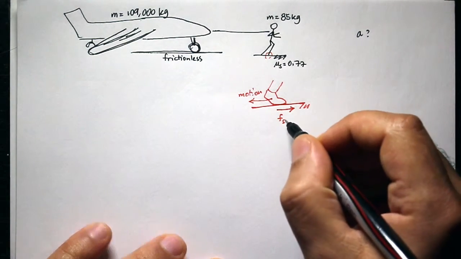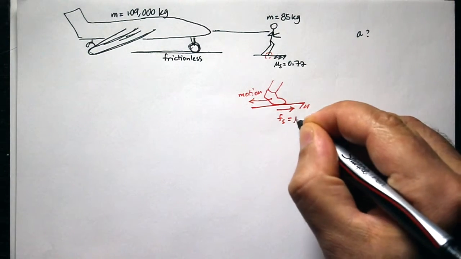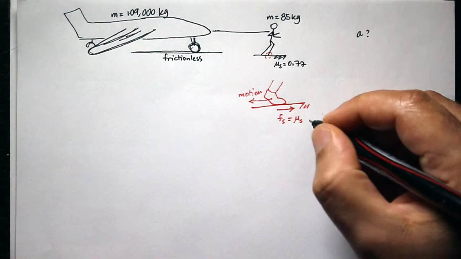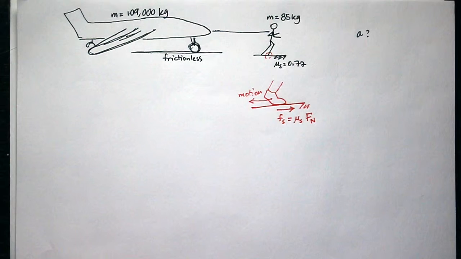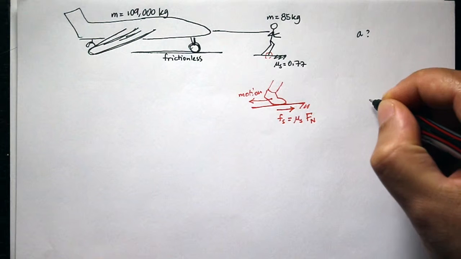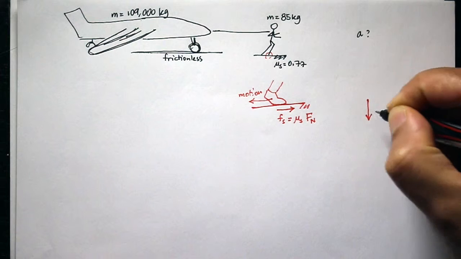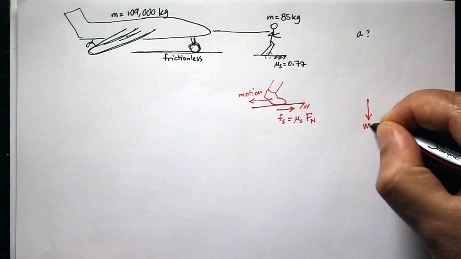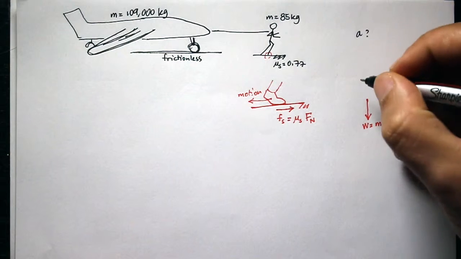So how do I figure out this force? I need to figure out what the normal force is, because the friction force is always the static friction coefficient, the maximum one in this case, because he's going to start moving, multiplied by the normal force. So how do I figure out the normal force? I look at the free body diagram for the person, and I know that he has some mass, so he's going to have a weight, which is the pull of Earth on his body, and this is going to be his mass multiplied by the acceleration of gravity.